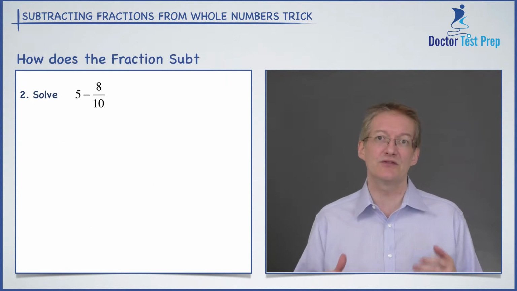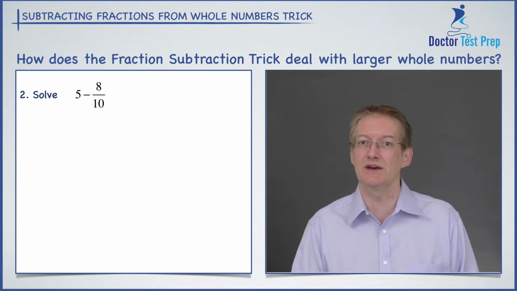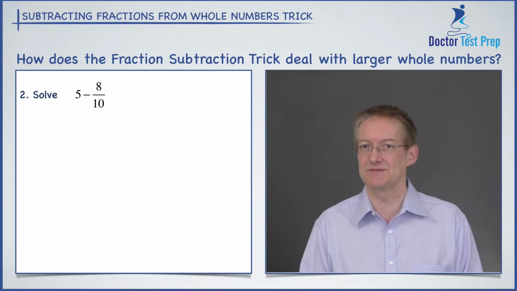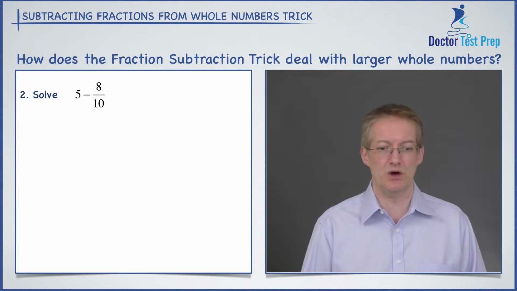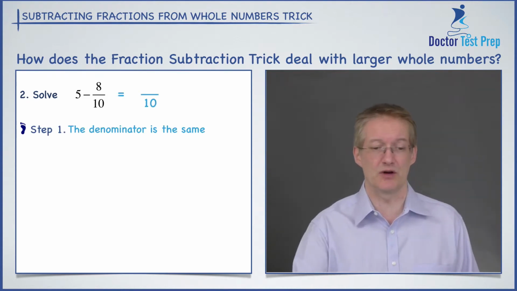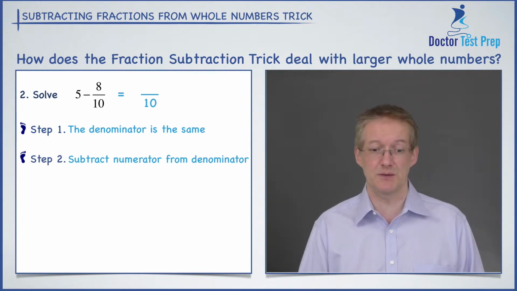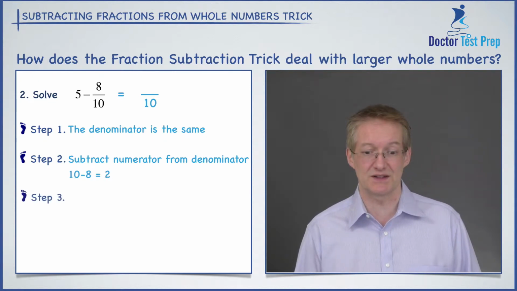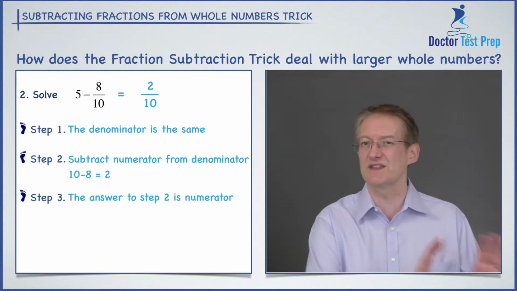So how do we apply the fraction subtraction trick to whole numbers that are larger than 1? Like for example, this one here. So I've got solve 5 take away 8/10. So instead of having that 1 there, I've got a 5 there now. And there's just one extra step to do. So this is what we do. Step 1, we keep the same denominator, no problem. So we know we're dealing with tenths. We do the same step number 2, we subtract the numerator from the denominator. So 10 take away 8 gives me 2. That 2 becomes my numerator. So it's exactly the same as before, but now we have one final extra step to deal with this 5.